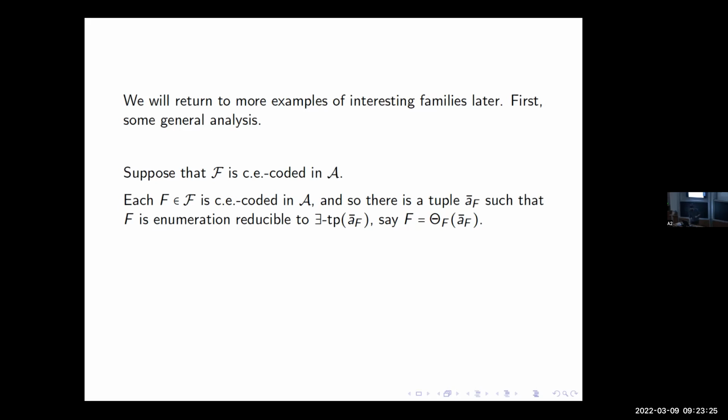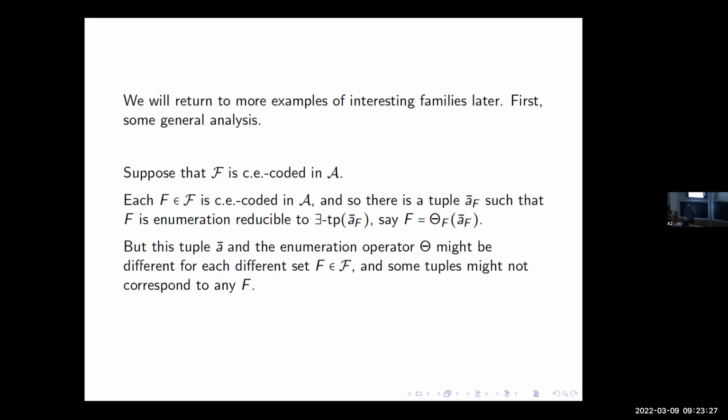But the tuple, for each of these sets, might be different. The operator might be different. Some tuples might not correspond to anything. So each of them individually can be found somewhere in an existential type. If you wanted to enumerate the whole family, you have to figure out how to put each of those individual things together and even decide which ones you're going to pick. So that's the problem of enumerating families beyond enumerating a set.